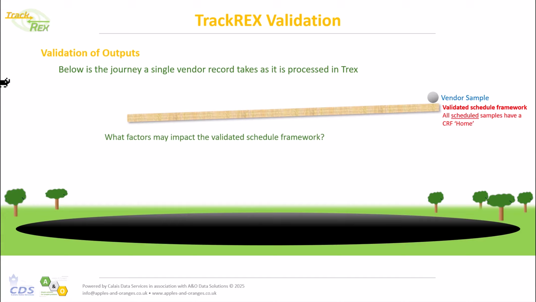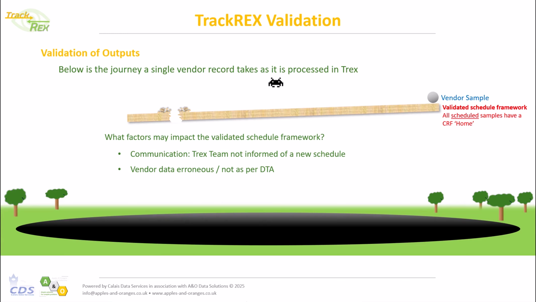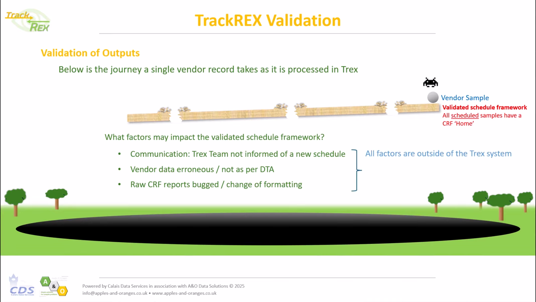With all that said, other external variables can impact the quality of TrackREX outputs. So, what factors may impact the validated schedule framework? Communication. The TrackREX team not being informed of a new schedule. Vendor data being erroneous or not as per DTA. Raw CRF reports are bugged or have an unexpected change of formatting. These are all factors outside of the TrackREX system. The frequent refresh nature of TrackREX means it is more likely issues with other systems are discovered early.